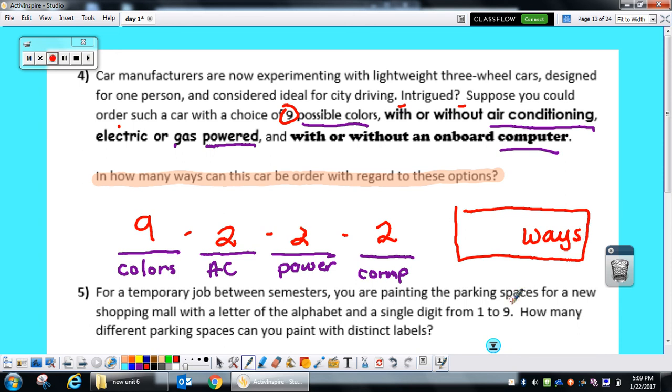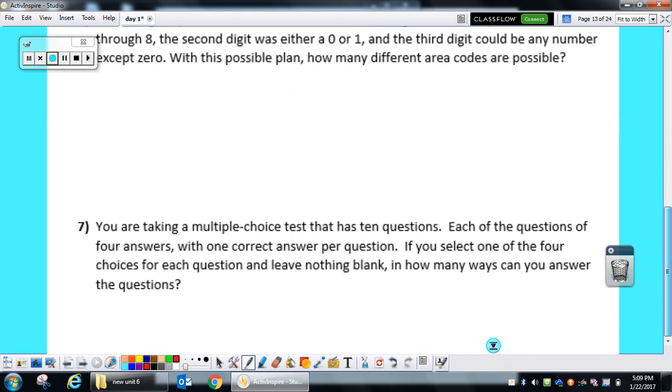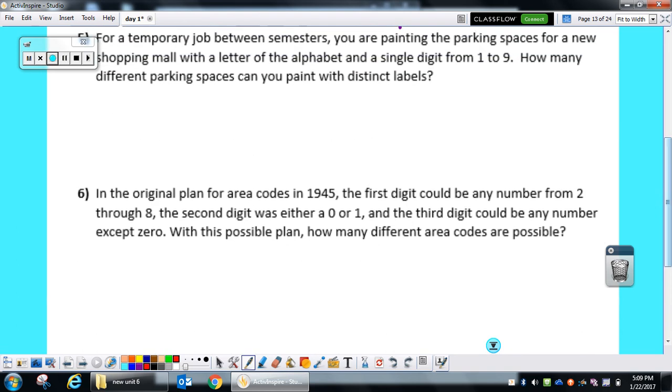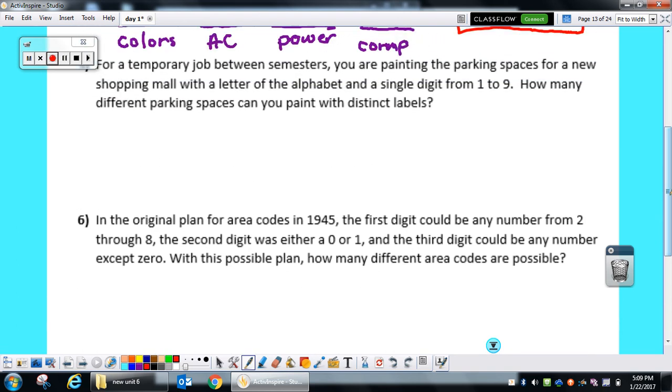Alright, here's another good one to set up. For a temporary job between semesters, you're painting parking spaces for a new shopping mall with a letter of the alphabet and a single digit from 1 to 9. How many different parking spaces can you paint with distinct labels? So the first thing you have to realize is how many categories do you have? It says you're painting a parking spot. It's going to have a letter of the alphabet and a digit. So for example, it could be A5, okay? So that means you have 2 categories.